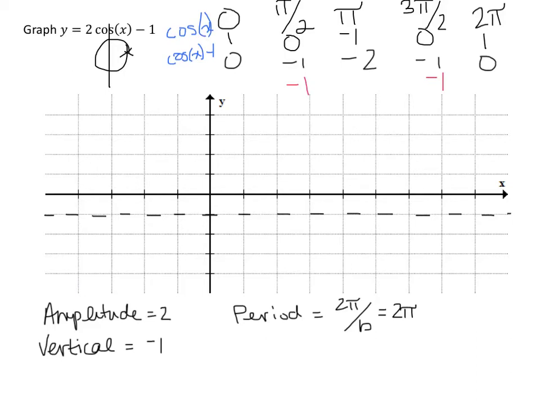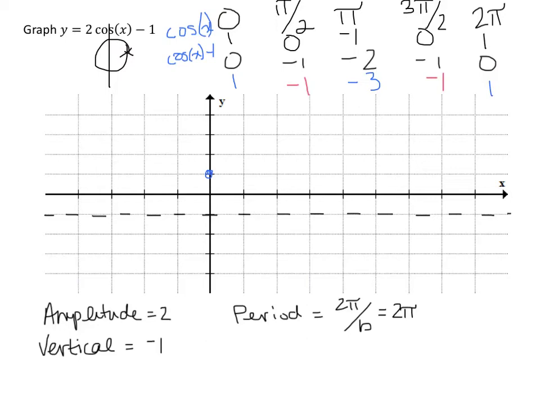When I look at the maximum and minimums, I need 2 above the -1 and 2 below -1. So for this 0 spot, I need to be 2 units above -1. Well, that's +1. For pi, I need to be 2 units below -1, which means I need to be at -3. And then for 2 pi, I again need to be 2 units above -1. So now I can plot these points.